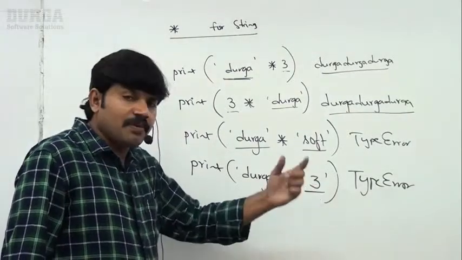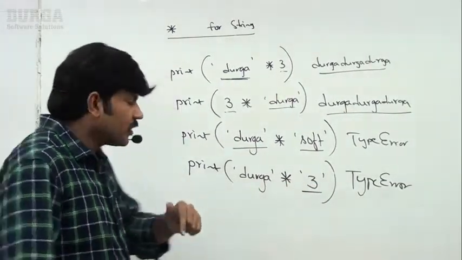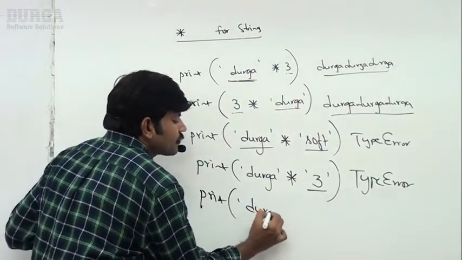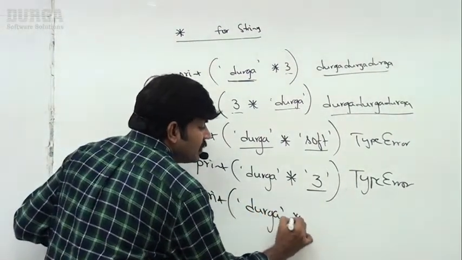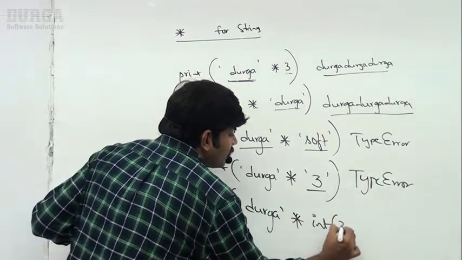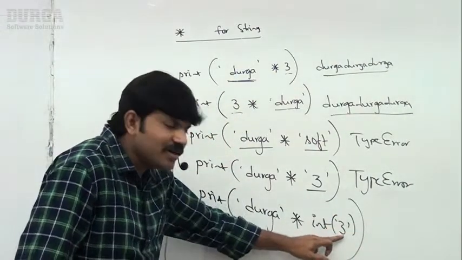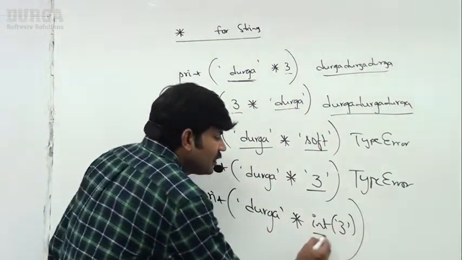Then if it is available in string form only, how can you solve this problem? Print of "Durga" * int("3"), like this we can take. Have you observed? Convert string to int type.